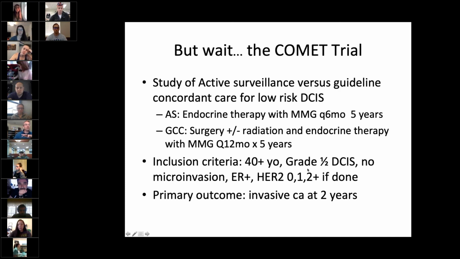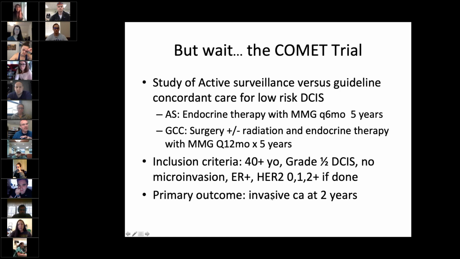Inclusion criteria: you have to be over 40. The inclusion criteria are actually pretty broad for this. So you have to be over 40, grade 1 or 2, so you can't have high grade DCIS, no microinvasion, but that's obvious. ER positive, that makes sense. And then some people do HER2 testing on DCIS, we don't, but they can't be HER2 over amplified to be in this trial.